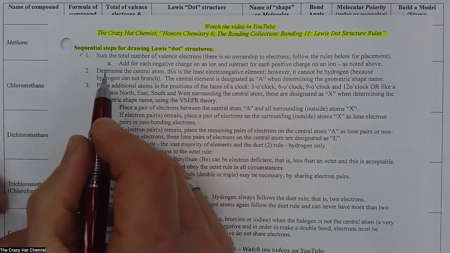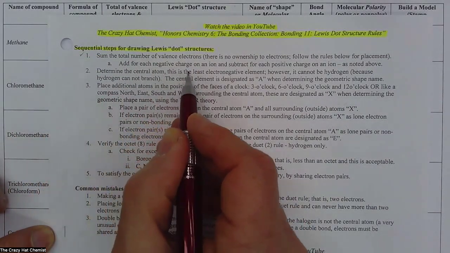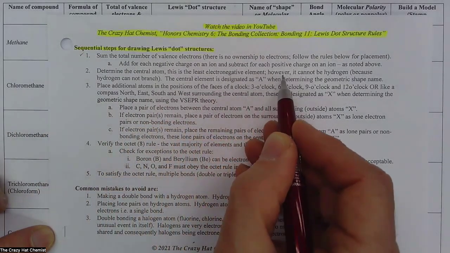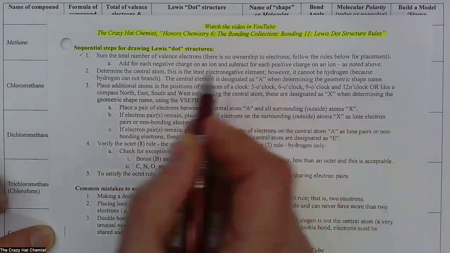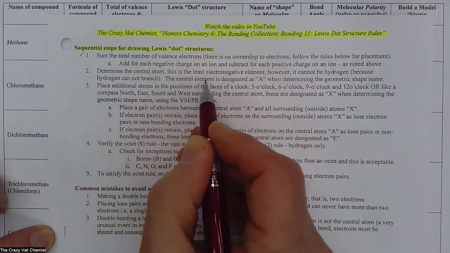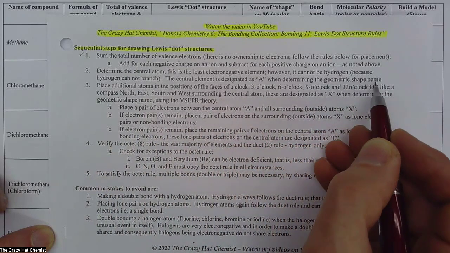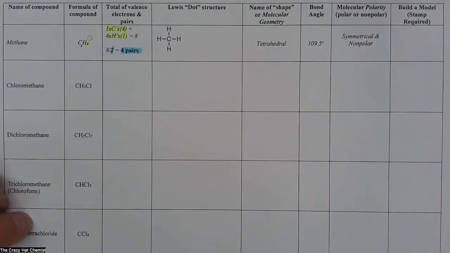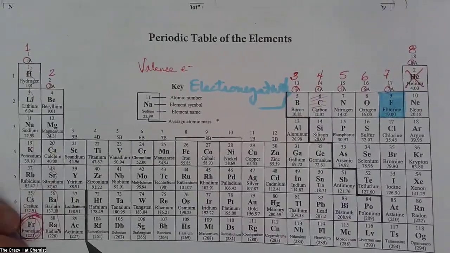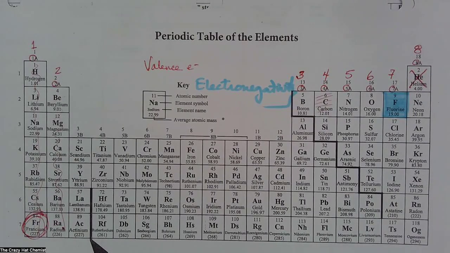Number 2, determine the central atom. This is the least electronegative element. However, it cannot be hydrogen because hydrogen cannot branch. The central element is designated as A when determining the geometric shape name. So let's do number 2 here right now. We need to go back to our periodic table. We're going to find the most electronegative element, and that is most certainly fluorine. So fluorine is the most electronegative element.